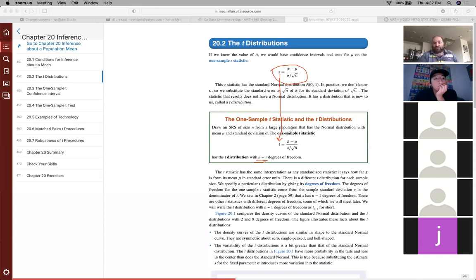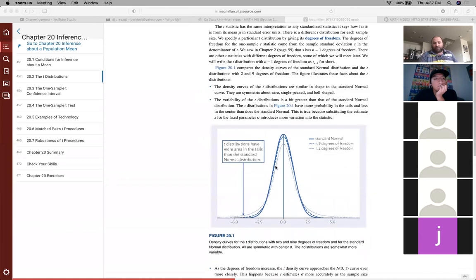In this case, where we're basically doing the same thing as we did before, but just don't know sigma, the number of degrees of freedom is n-1, and I will show you how that manifests itself in terms of calculations in a second. Okay, so here is the difference between a z and a t.